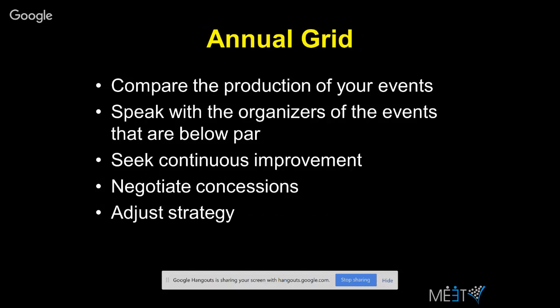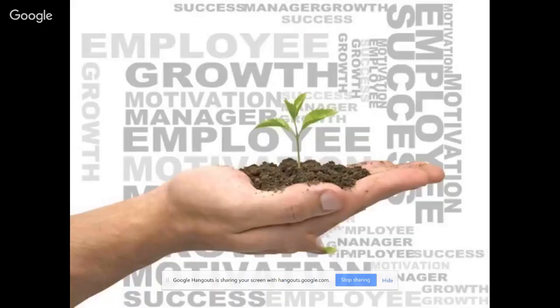So seeking continuous improvement, evolving that. Again, events are a long-term strategy. Negotiating concessions, adjusting your strategy, being flexible as you go, and understanding that you need to evolve the target, the persona that you're aiming at, not just as your business evolves, as the market evolves, but each show is going to have unique personas that will be most evident there, and you really want to make sure you take advantage of that.